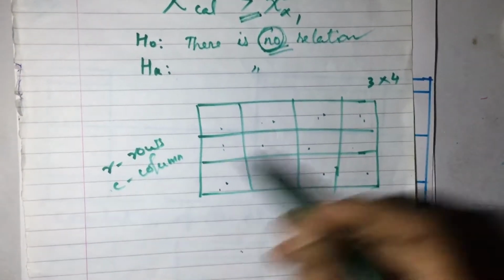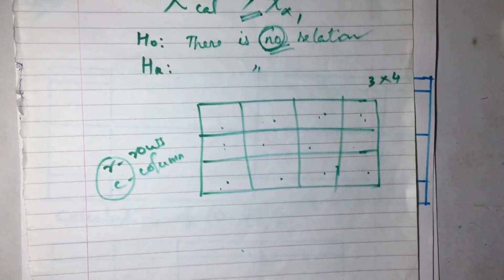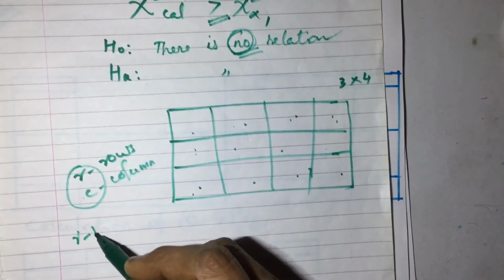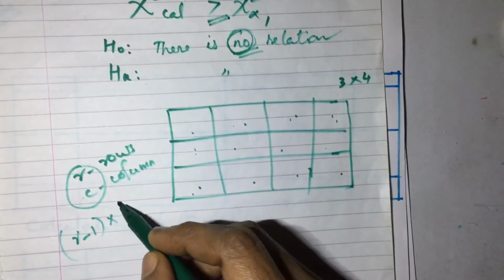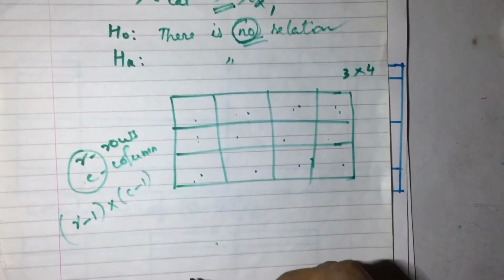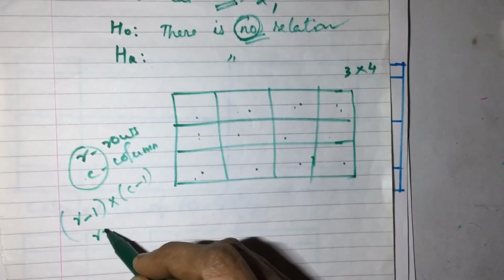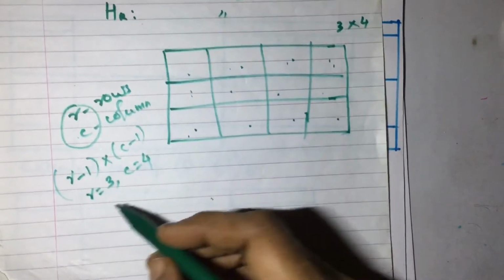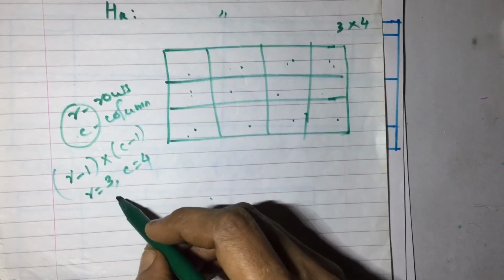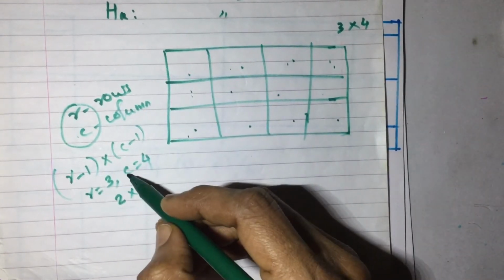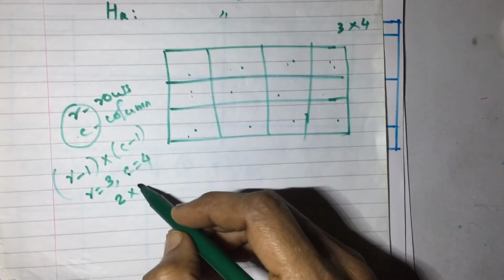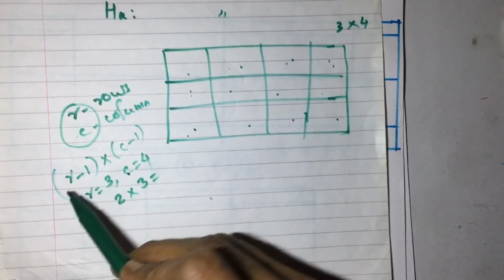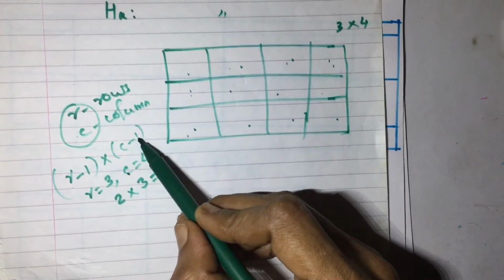From this you can find the degrees of freedom. Degrees of freedom is given by R minus 1 into C minus 1. That is, if R is 3 and C is 4, then the degrees of freedom is 3 minus 1, which is 2, into 4 minus 1, which is 3.